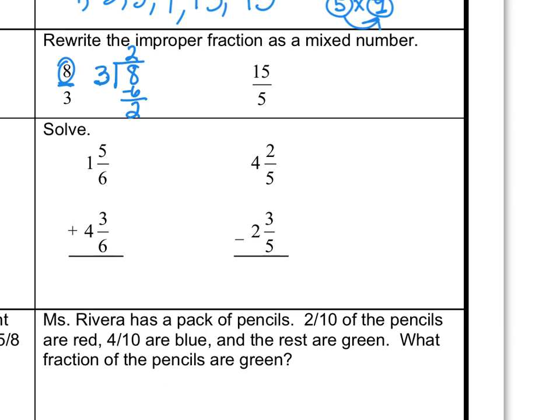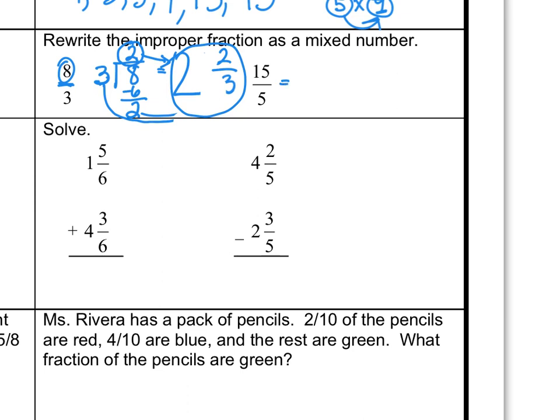So here's how it works. What you have as your whole number is your quotient. So we would write a big 2. That's where that comes from. Your numerator comes from your remainder, and your denominator comes from your divisor. So 8/3 is equivalent to 2 2/3.